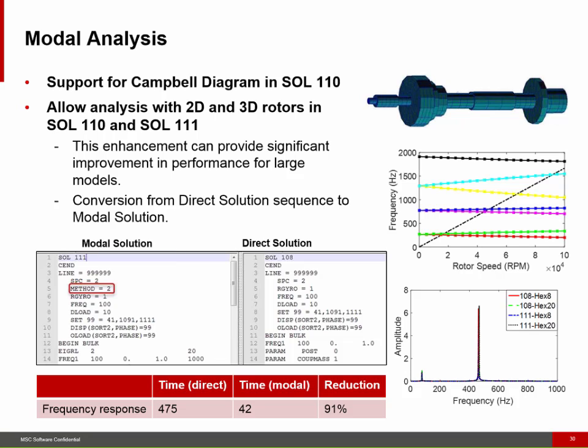Also, we added the option to generate Campbell diagrams in solution 110, which wasn't possible before. And what you can see, going from a direct to a modal solution, it's an easy conversion. You need to change the solution sequence number and add modal extraction. But for this model, it turned out to be a 91% reduction in solution time going from direct to modal solution. So in many cases for large models, it will save a lot of time.